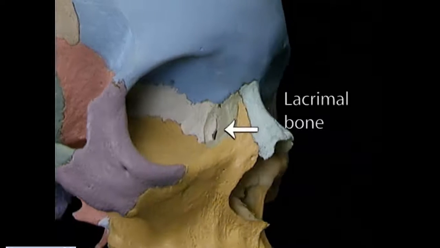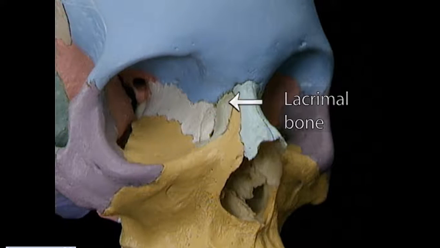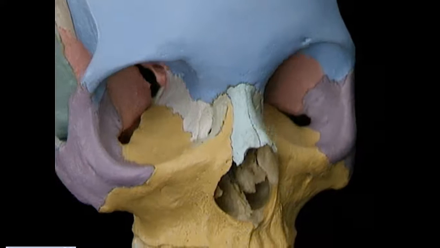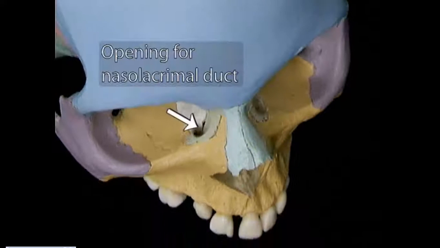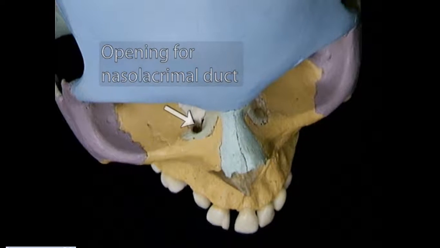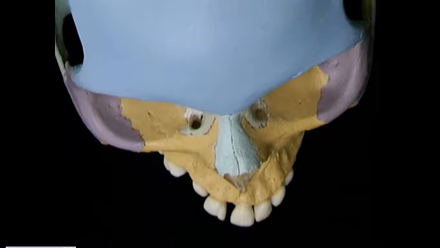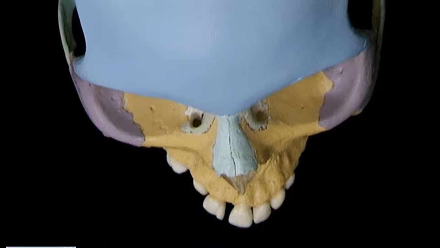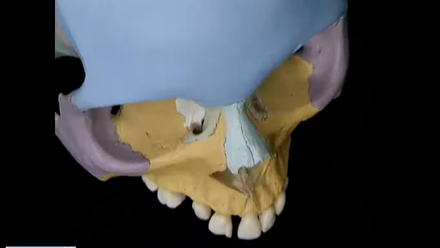The little lacrimal bone forms the most medial part of the inferior orbital margin. This opening between the lacrimal bone and the ethmoid bone is for the nasolacrimal duct, which takes tears from the corner of the eye to the nasal cavity.